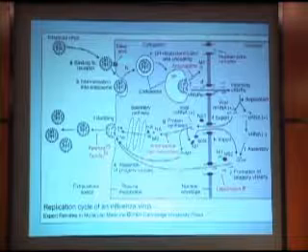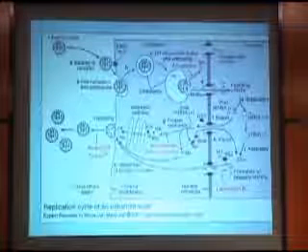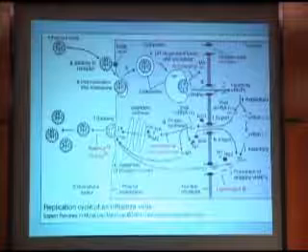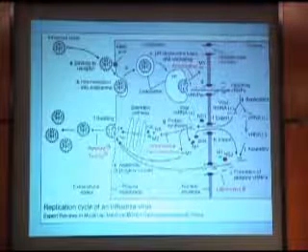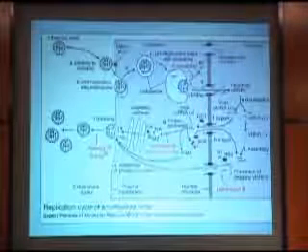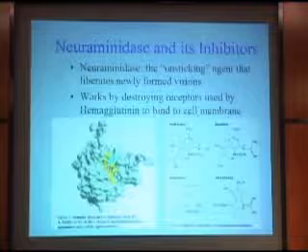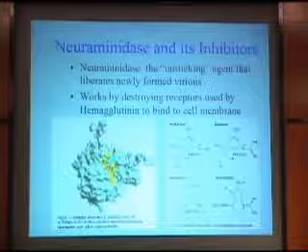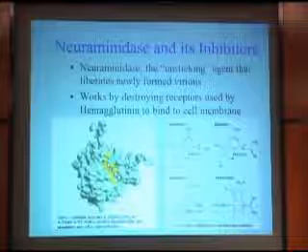Well, I won't go into all this, but basically this is the virus getting through the nucleus, transcription, translation, and the new viruses are budding out here from the host cell. This is where Relenza and Tamiflu obstruct the process. And I think it's interesting to think about how neuraminidase inhibitors work. Here is the neuraminidase enzyme.